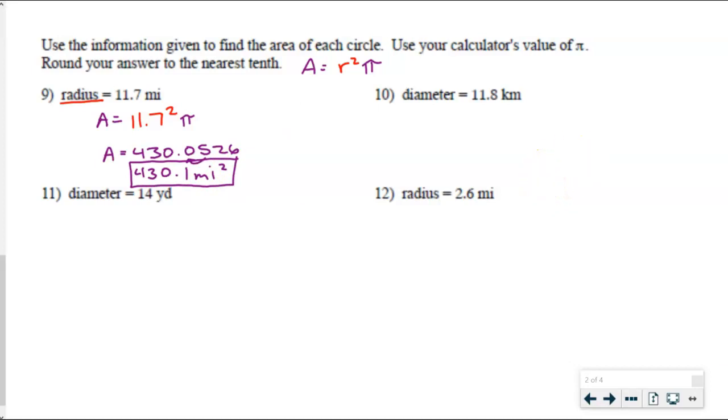I'll leave number 12 as practice, where it also gives the radius. Let's see, what would I need to do for number 10? It says the diameter is 11.8 kilometers. Will you please check in with your groups while I pause the recording? How can I find the area when it doesn't give me the radius? It gives me the diameter instead. Talk with your groups. Ready, set, go.